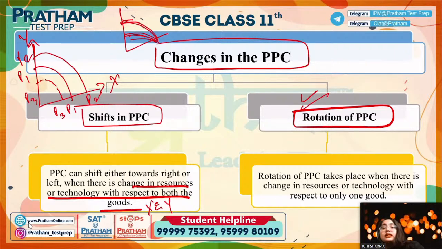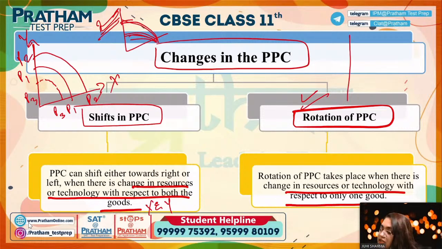On the other hand, अगर आपका only with respect to one good or one commodity है, right? If there is a change in resource or technology with respect to only one good, in that particular scenario, we would call it a rotation of PPC. We would not call it a shift in PPC, as I have explained in this particular diagram, in this particular example. Again, I'm telling you what is rotation of PPC.